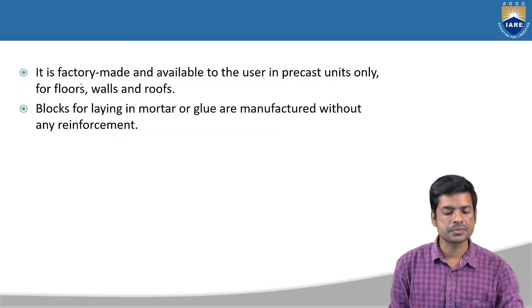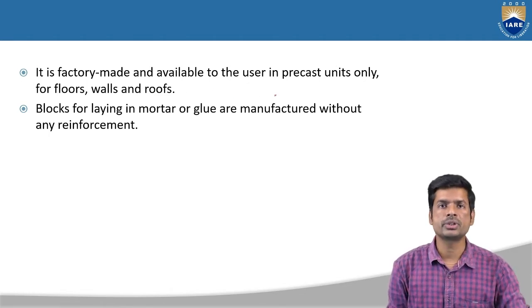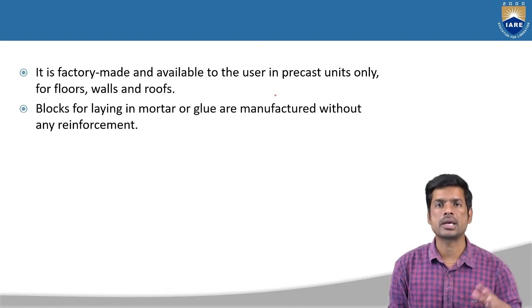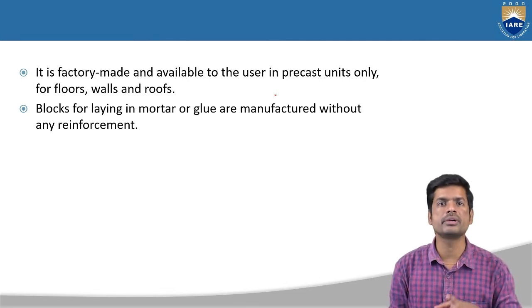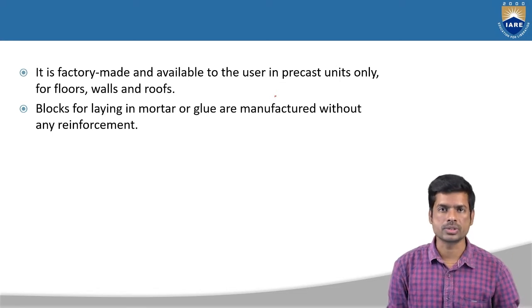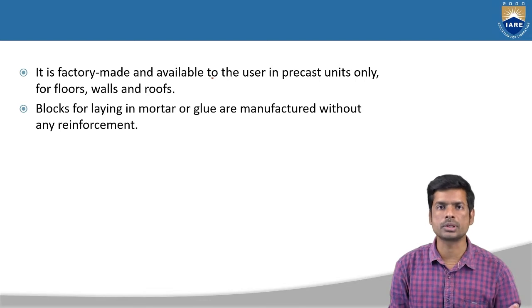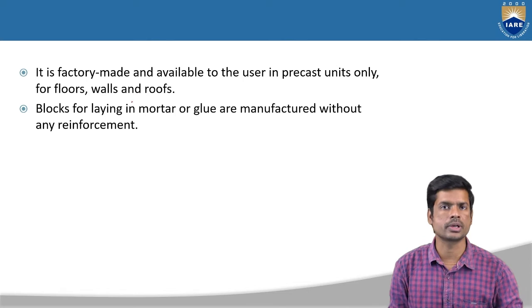Next one, it is factory made and available to the user in precast units only. These aerated concrete cubes, molds or components will be precast. That means we are not going to construct these bricks at the construction site, but we are going to cast these bricks in godowns or other casting yards. There we make these bricks or components, and we transport them to the construction site for construction of floors, roofs or walls.